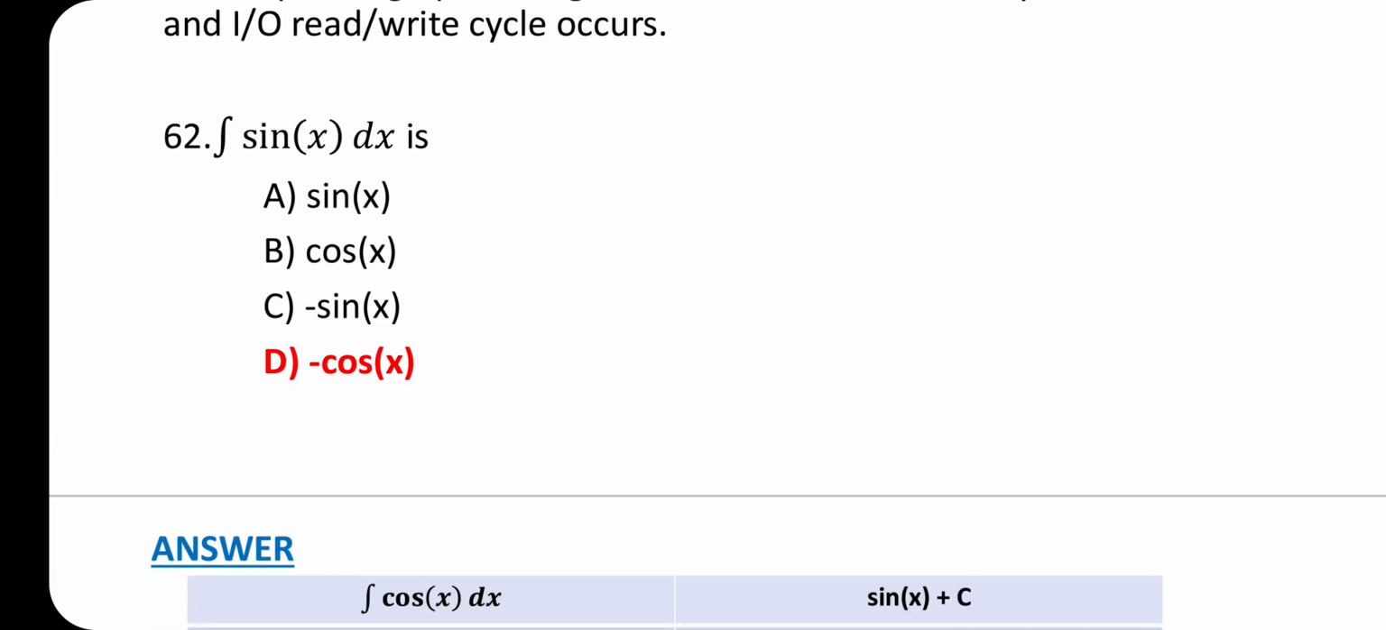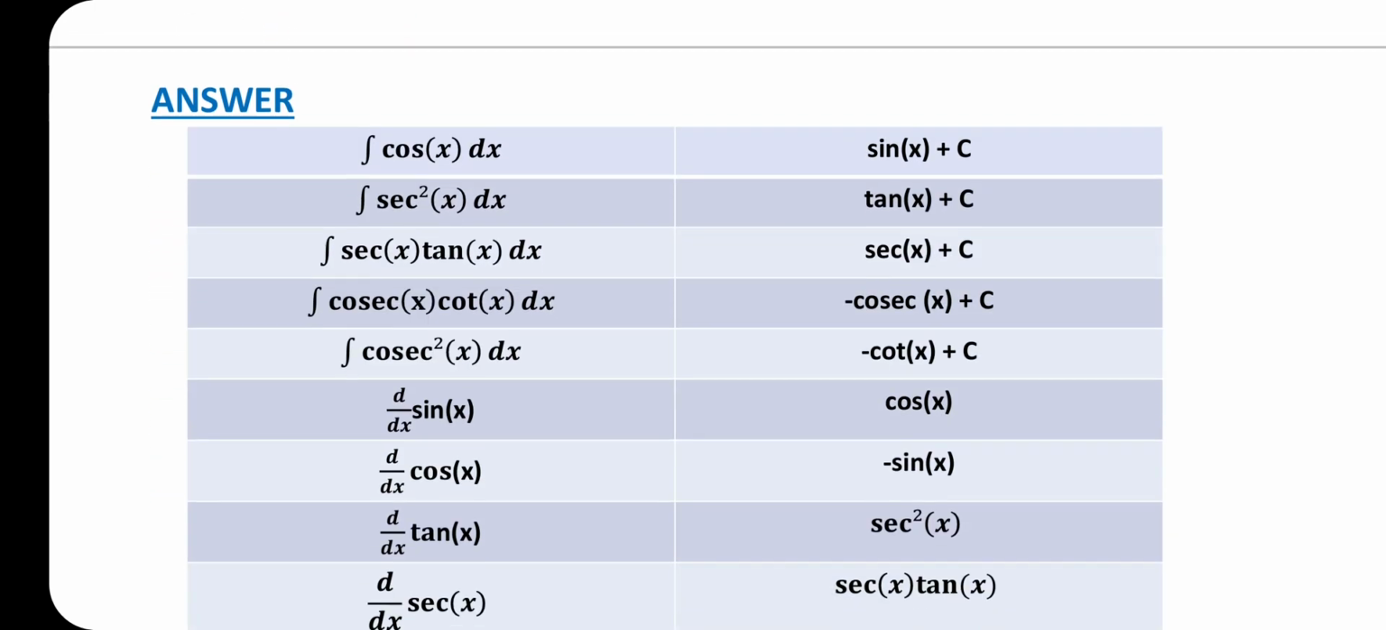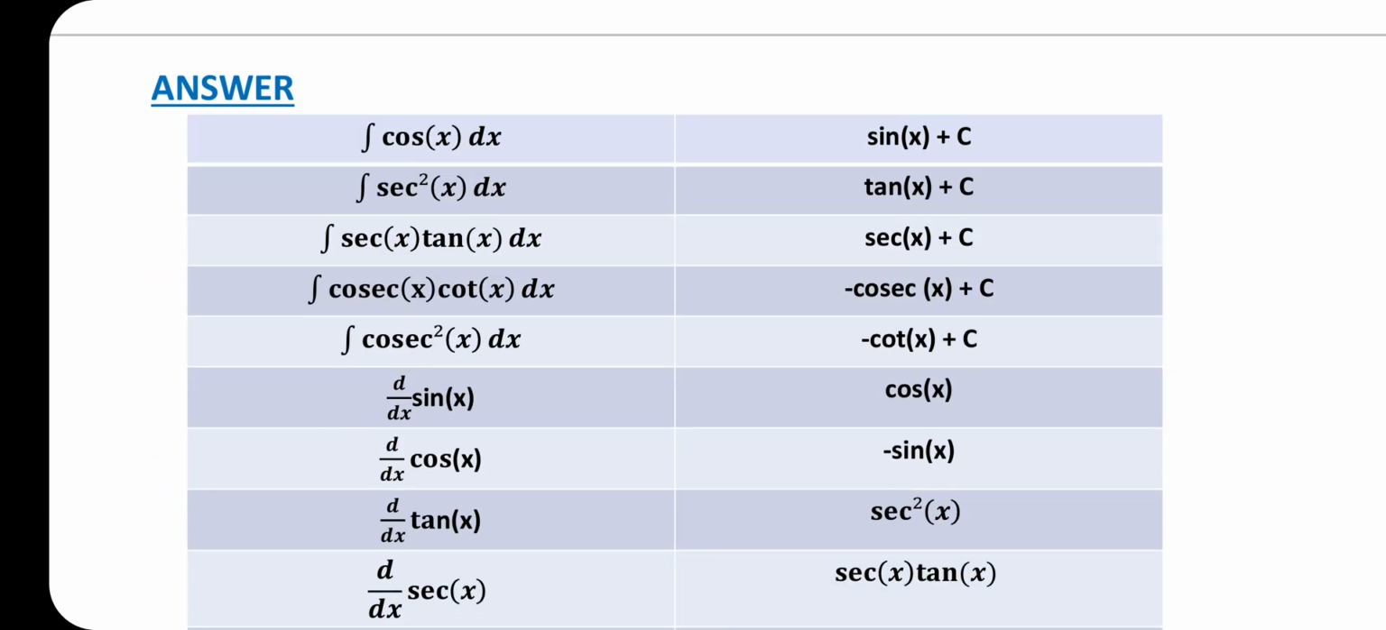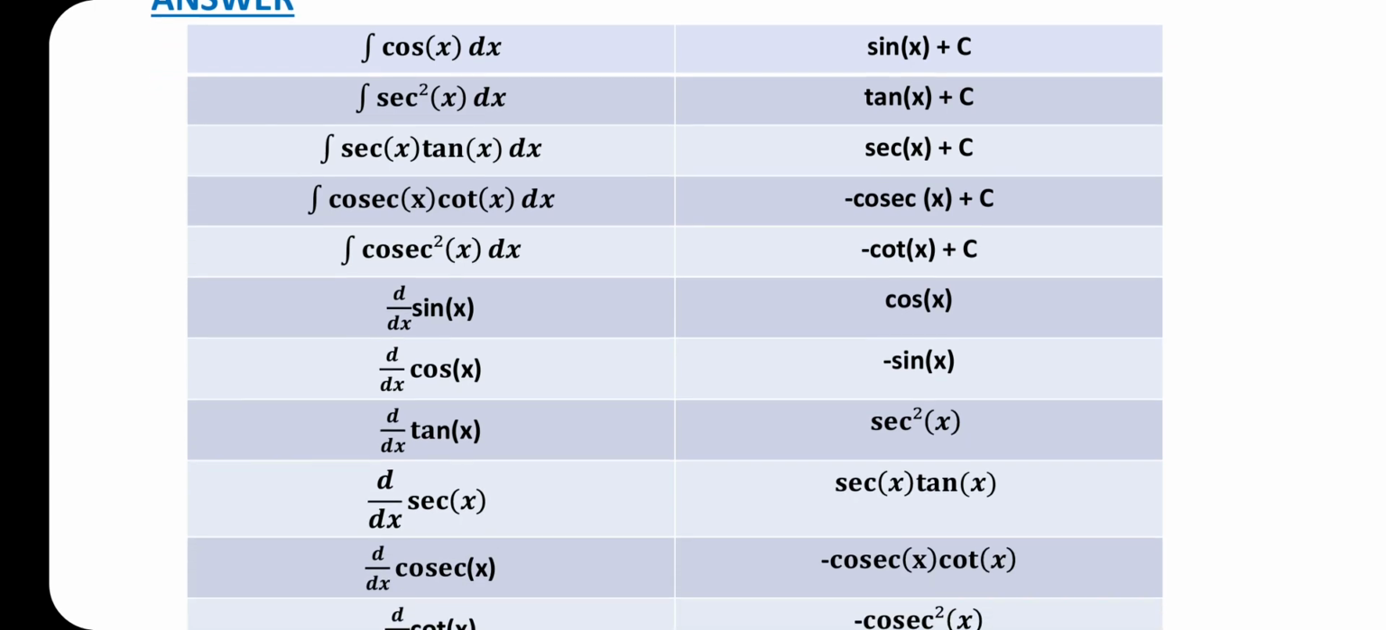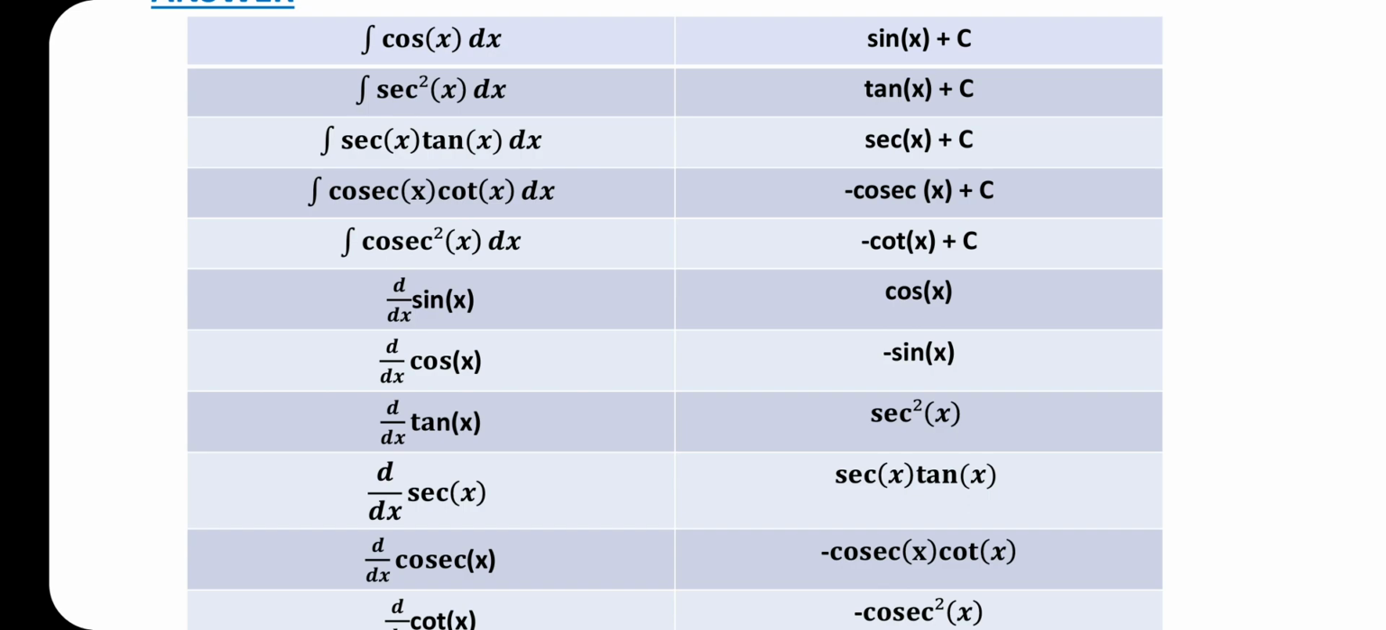Question number 62. Integral sin x dx: answer is option D, minus cos x plus c. The c is an integration constant. The additional points are: integration of cos x dx equal to sin x plus c, integral sec square x dx equal to tan x plus c, integral sec x tan x dx equal to sec x plus c, integral cosec x cot x equal to minus cosec x plus c, integral cosec square x dx equal to minus cot x plus c.